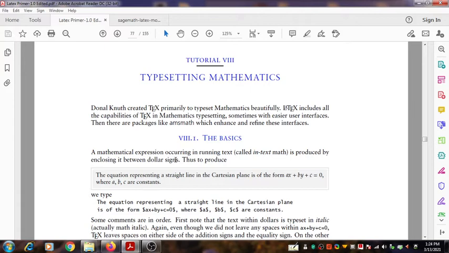Typesetting mathematics is an important area in LaTeX typesetting programming. There are various ways of typesetting mathematical expressions and displaying the content as output, and also there are different levels of difficulty for doing that.